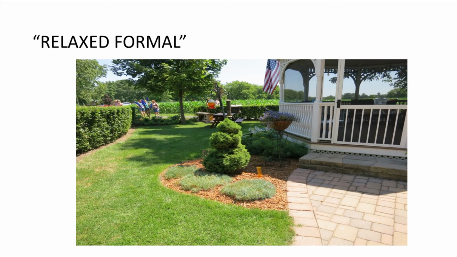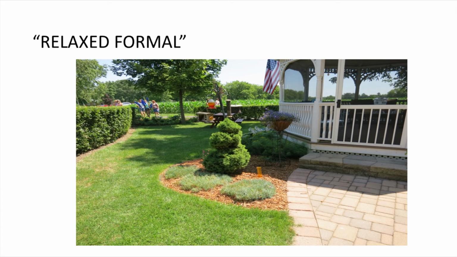Then we have the kind of in-betweens, and this is where it gets a little tricky. I like to call this one relaxed formal. It's basically where you take a formal landscape and you add some informal components to it to kind of tone it down and relax it a little bit. This is a case where it's a historic house. They've got an old-fashioned gazebo there. A formal landscape would work in this landscape just fine.